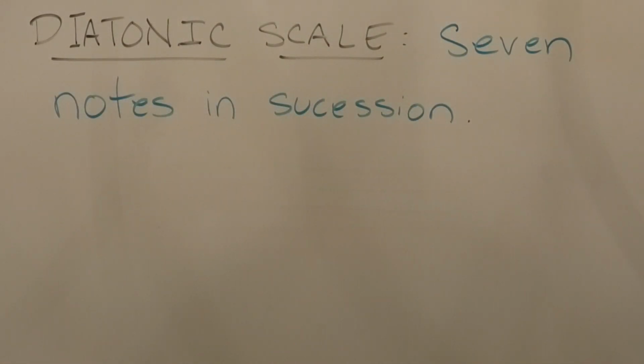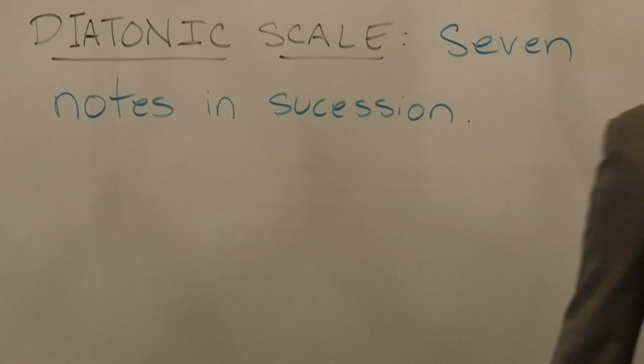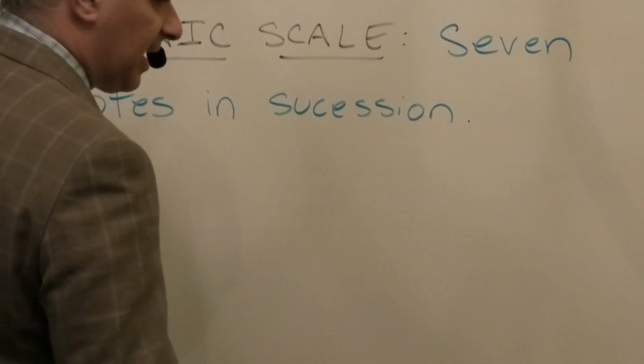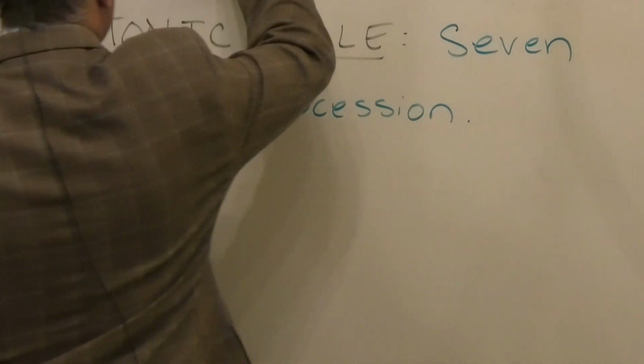So let's take a look at 7 notes in succession. 1, 2, 3, 4, 5, 6, 7. But nobody just wants to hear that. They want to hear the 8th note. Okay. But it's not 8 notes in succession. I mean, it is, but the top note was the same as the bottom note. I'll draw it.